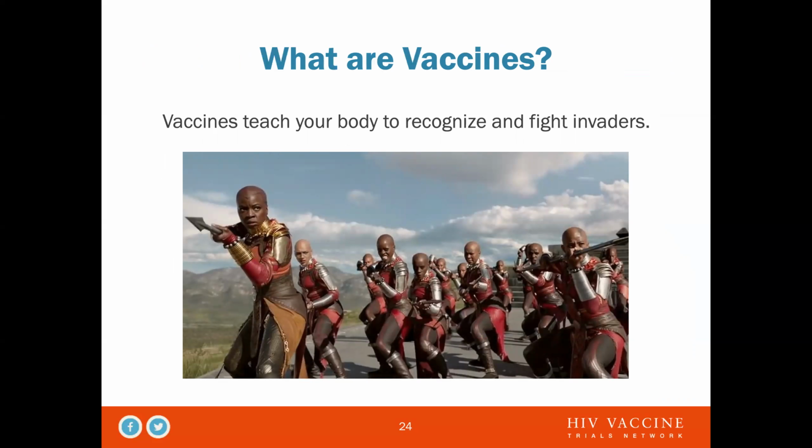A vaccine is a substance that creates an immune response in the person's body so that if you encounter a similar substance or invader in the future, your body will already recognize it and know how to fight it off. The vaccine causes the immune system to respond by looking as much like the invader as possible without causing disease itself.